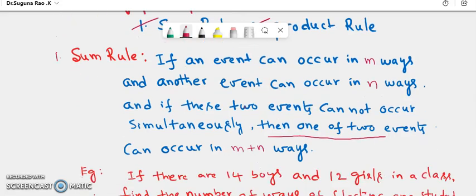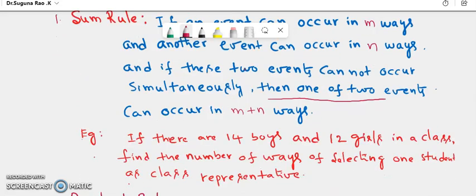For example, if there are 14 boys and 12 girls in a class, find the number of ways of selecting one student as class representative. We can solve this example by using the sum rule.